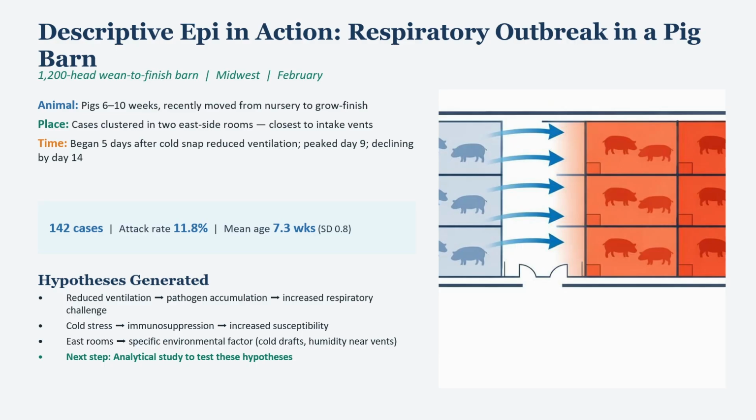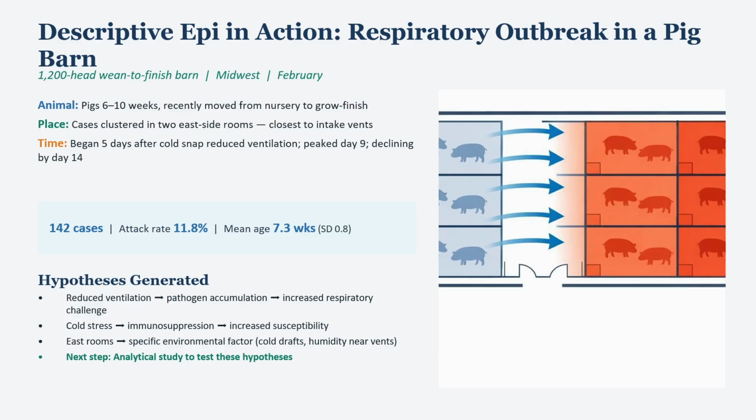Place: cases are clustered in 2 rooms on the east side of the barn, the rooms closest to the intake ventilation system. The spatial pattern immediately generates a hypothesis. Something about the air coming in through those vents is driving disease. Cold incoming air, high humidity, poor air mixing, all are plausible mechanisms.